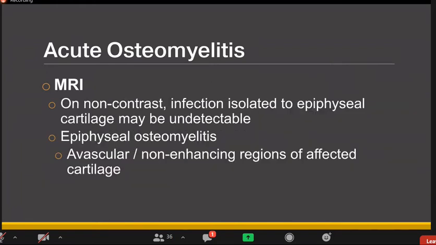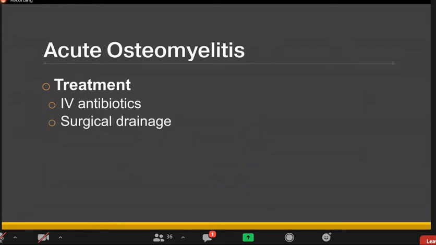On non-contrast, infection isolated to the epiphyseal cartilage may be undetectable. This is why contrast CT is best done to evaluate epiphyseal cartilage infections. Epiphyseal osteomyelitis on MRI would present as avascular, non-enhancing regions of affected cartilage.